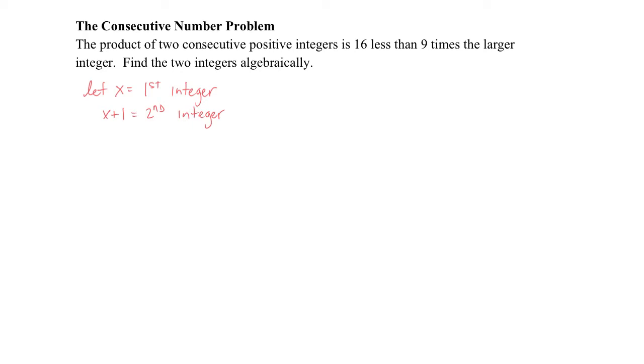Okay, then we have to translate this sentence right here. We have to translate the product of two consecutive positive integers is 16 less than 9 times the larger integer. Okay, so first of all, the product of the two. So we're multiplying them together. So that's going to be my first integer times my second integer. So I multiplied them together because it's product.